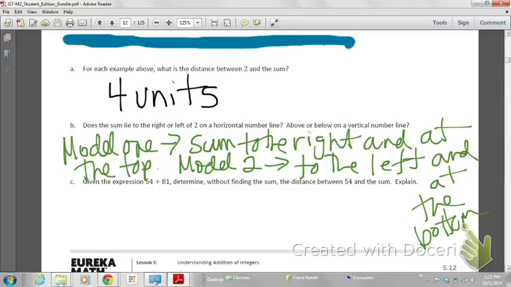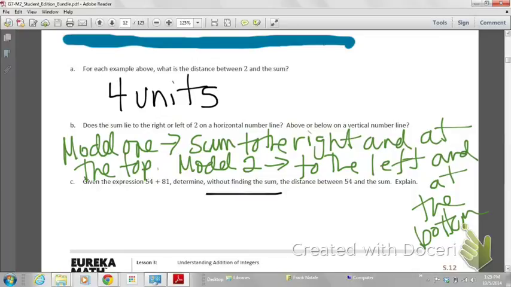So now C asks, given the expression 54 plus 81, determine, without finding the sum, the distance between 54 and the sum. So go ahead and think about that. Probably really simple for some of you, but maybe some of you find it a little tricky. I'm going to pause here, and you go ahead and see what you can do with this, and then come on back.